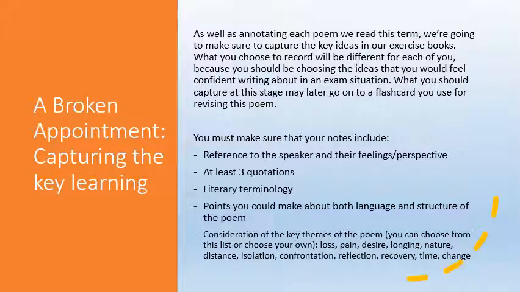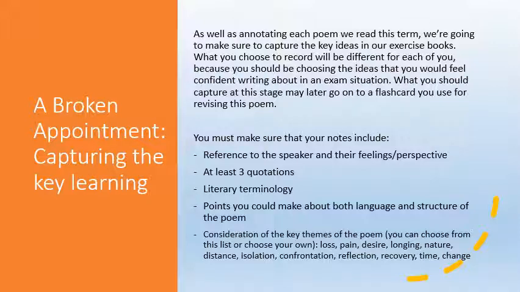Okay, now the part where you put something into your books or another thing into your books. We're going to make sure we capture the key ideas in our exercise book. This is where you annotate the poem on your own, or write notes into your book on the basis of the annotations on your own. So what your notes must include: reference to the speaker and their feelings and perspective. Now we've talked about the speaker. It's a man waiting for a woman who he's in love with who didn't turn up. And his feelings are disappointment and frustration.